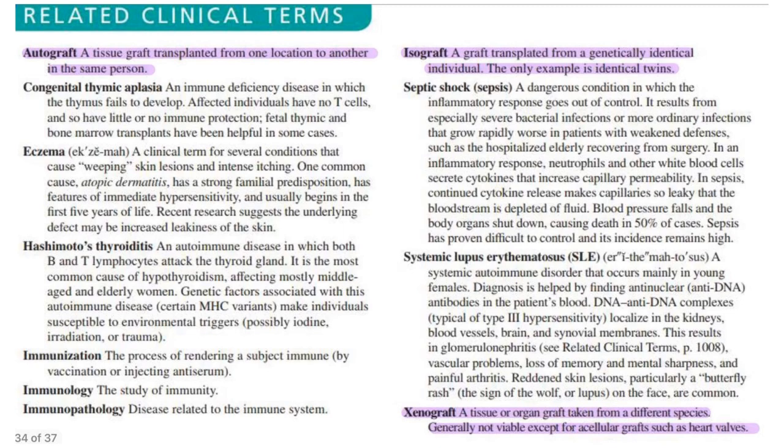We have the isograft, where tissue is transplanted between two identical individuals, or what you call twins. And we also have the xenograft, where tissue is taken from an animal and introduced into our body. For example, when our heart valves become insufficient, a heart valve from a pig's heart will sometimes be transplanted into the human heart.